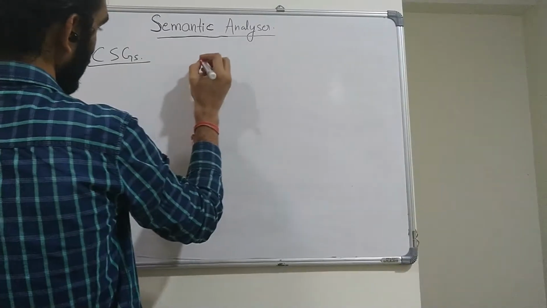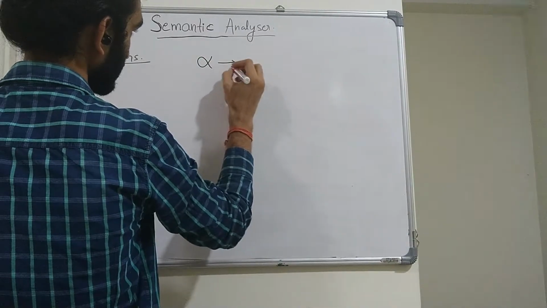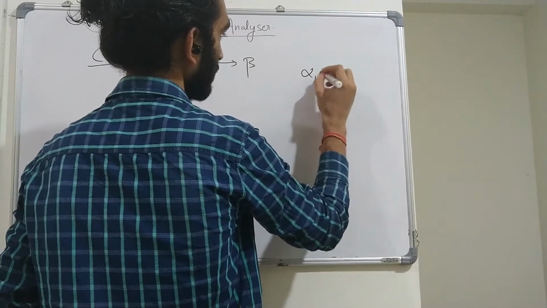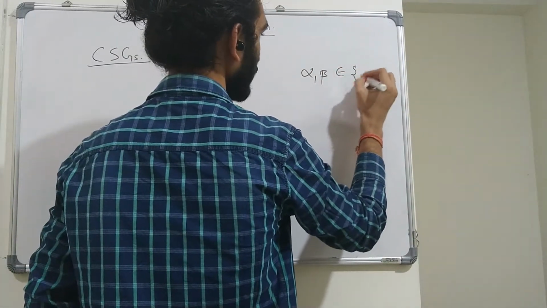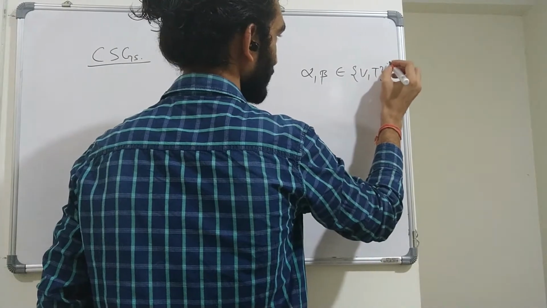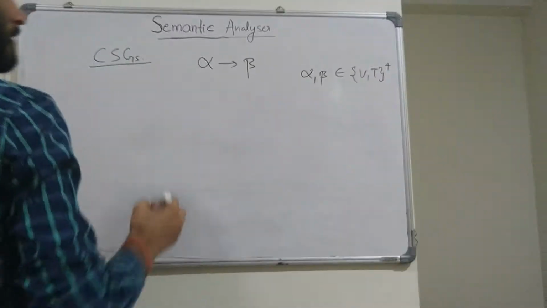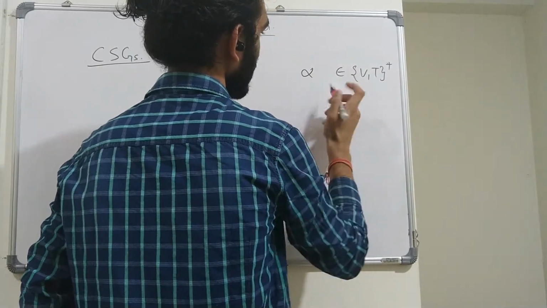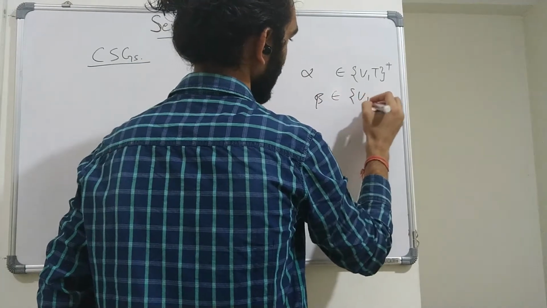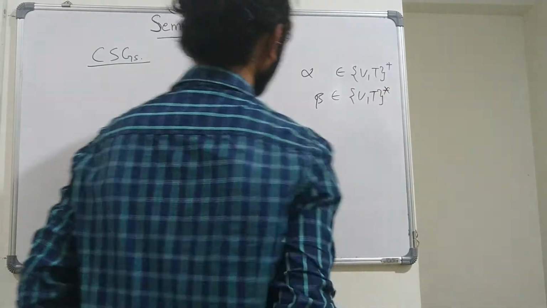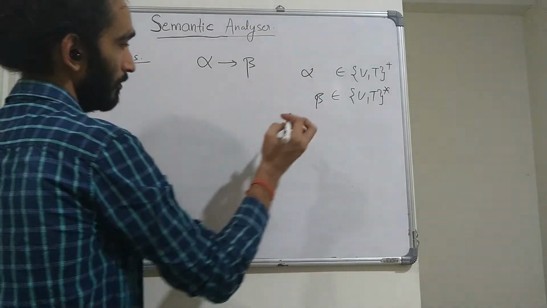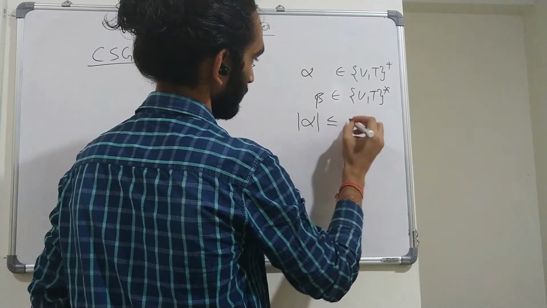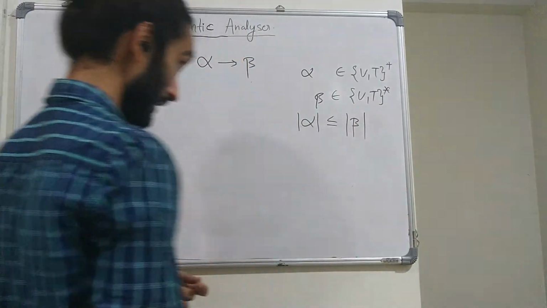But as you know, what are our CFGs? Our CFGs are nothing but alpha gives beta, where alpha and beta are both part of variables and terminals. Another condition is that the length of the left hand side of the production should be less than or equal to the right hand side of the production.